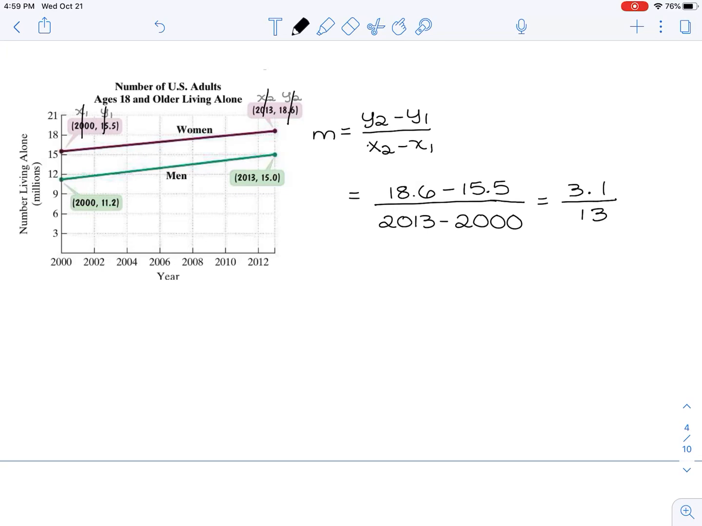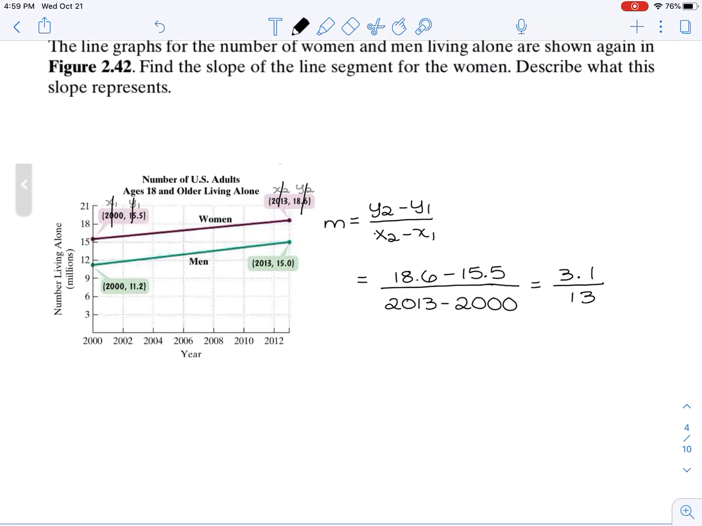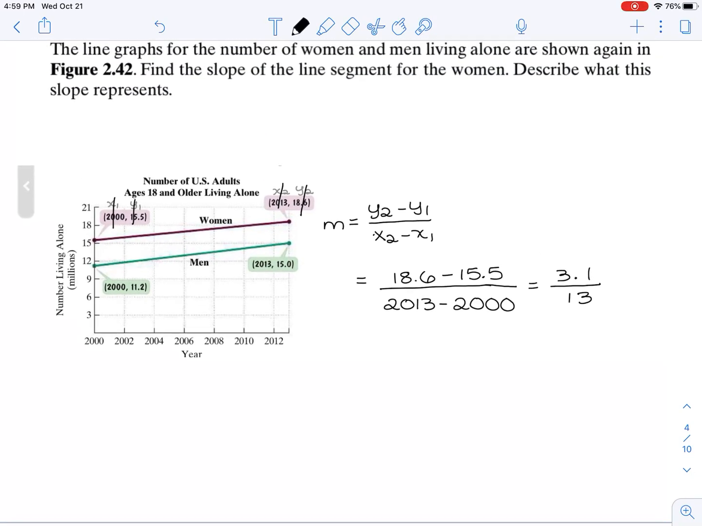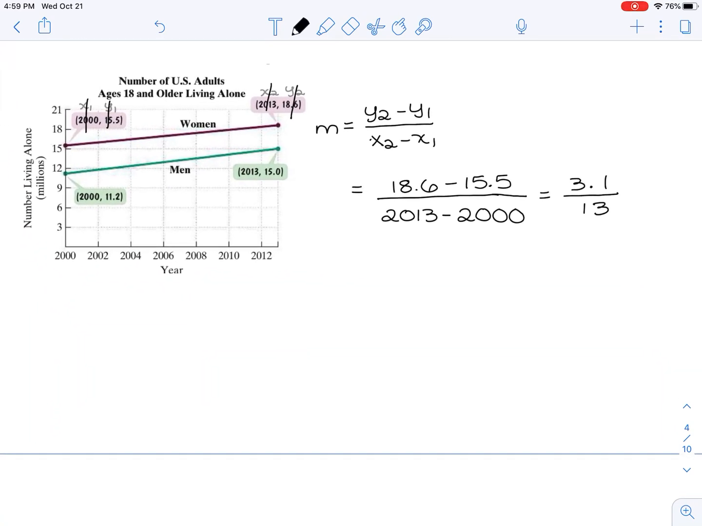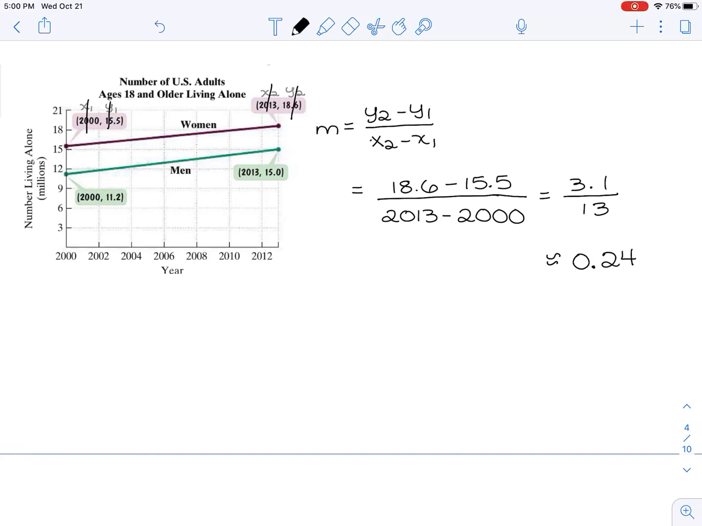The last step in this particular problem is to actually divide it. Normally, slope is written as an integer or a simplified fraction, whether it is proper or improper. However, because we are then trying to describe what the slope represents, and because this is a real-world example which contains a decimal inside of a fraction, it is better that we actually divide it. So once we divide 3.1 by 13, we get an approximation of 0.24.